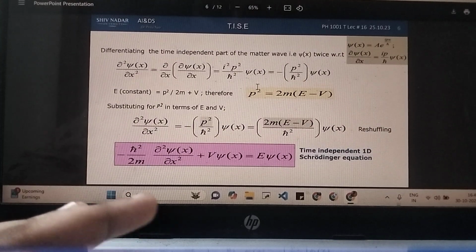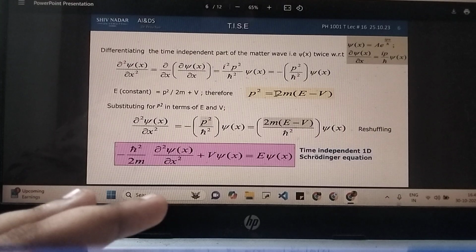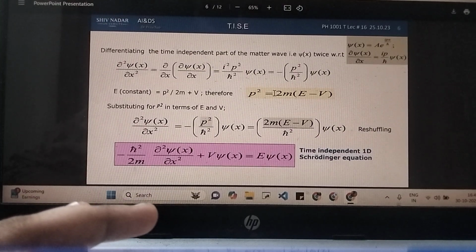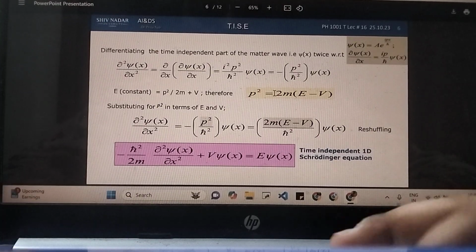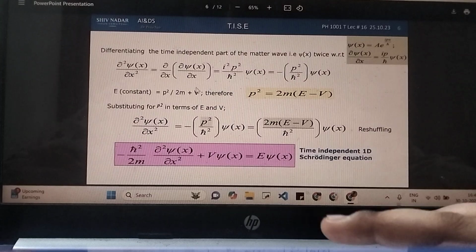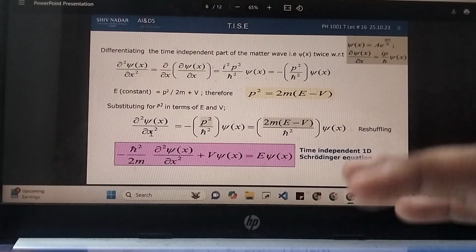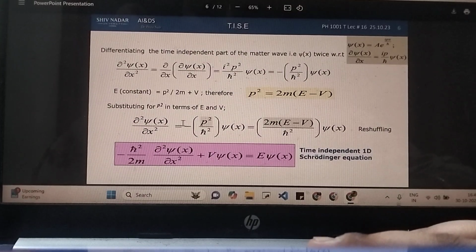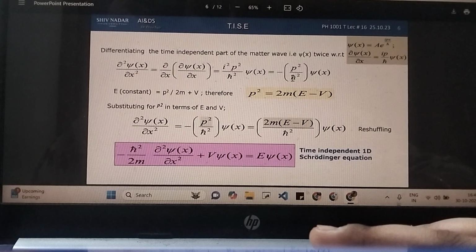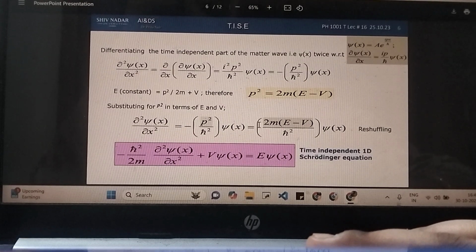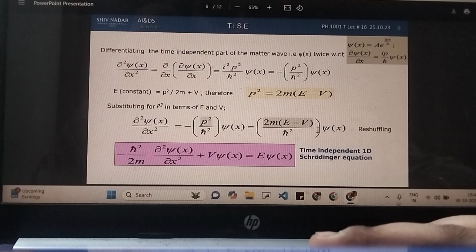So you keep p squared on one side and push everything to the other side, you will get p squared equals 2m times (E minus V). Now we take this p squared and substitute it in the equation we had. The second derivative of psi of x with respect to x equals minus p squared by h cross squared times psi of x, which is minus 2m into (E minus V) by h cross squared times psi of x.